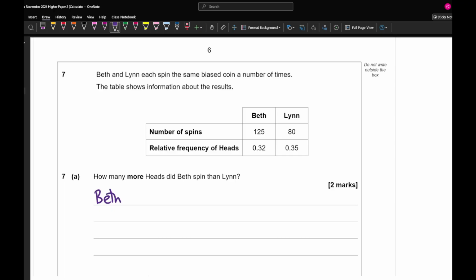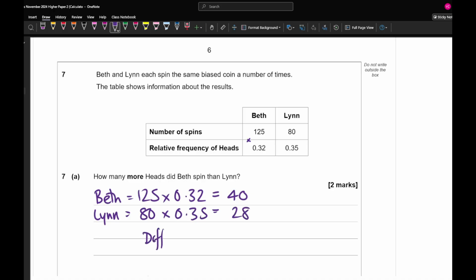So here what we're looking for is the number of trials multiplied by the probability. For Beth, it's going to be 125 multiplied by 0.32, which gives me on my calculator an answer of 40. If I do the same for Lynn, it's going to be 80 multiplied by 0.35, and that gives me an answer of 28. Then all that's left for me to do is to work out the difference, which is 40 minus 28, which gives me an answer of 12.